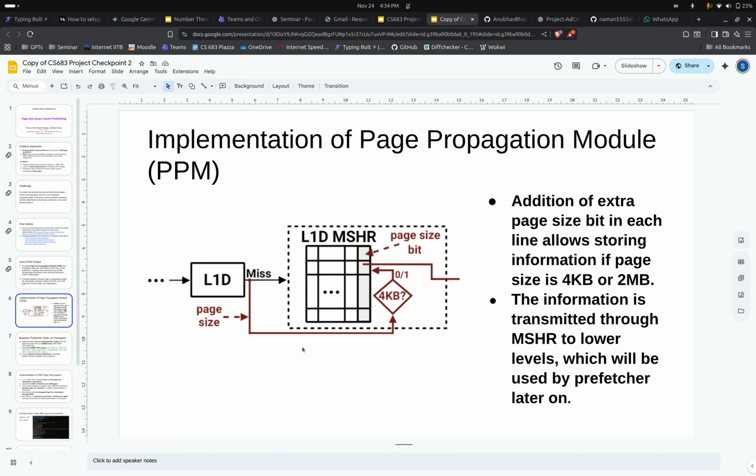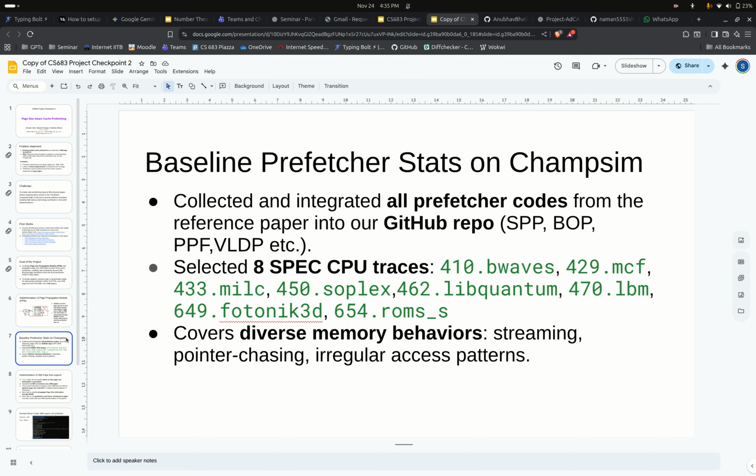This is the diagram to show how the page size will get propagated. Whenever there is a miss from L1D, the page size information will flow to the L1D MSHR, which will tell what the size of the page was. 0 means 4 KB, 1 means 2 MB.